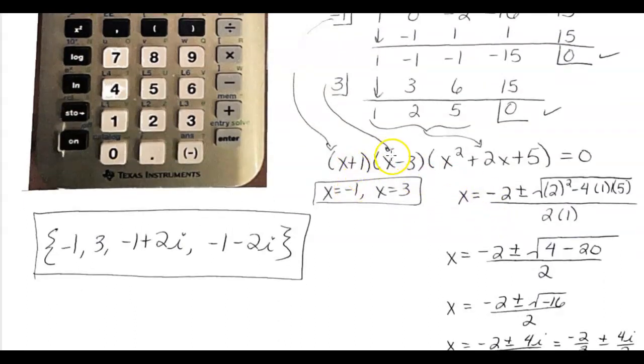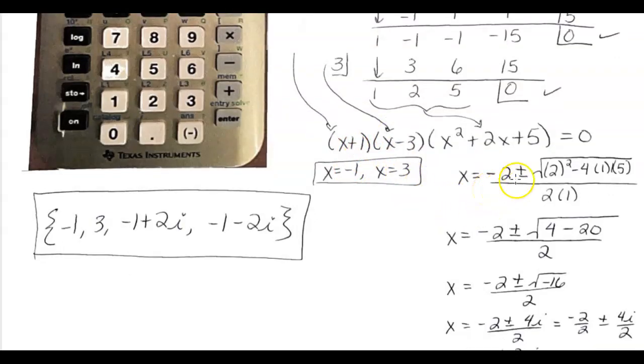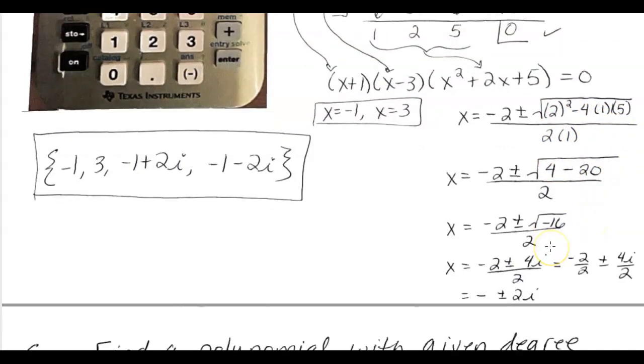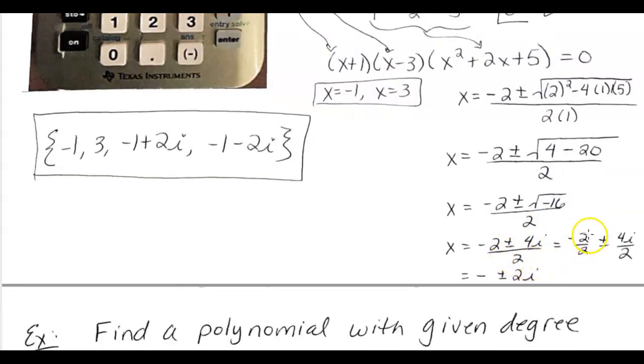By the way, these are just going to lead to the ones you already knew. All right, so here we would get negative b plus or minus the square root of b squared minus 4ac all over 2a. And then cleaning that up, 2 squared is 4. 4 times 1 times 5 is 20, so 4 minus 20, that's negative 16. Square root of negative 16 is 4i. And then we're going to split up negative 2 over 2 plus or minus 4i over 2 is negative 1. For some reason that 1 did not scan, so that should be negative 1 plus or minus 2i.